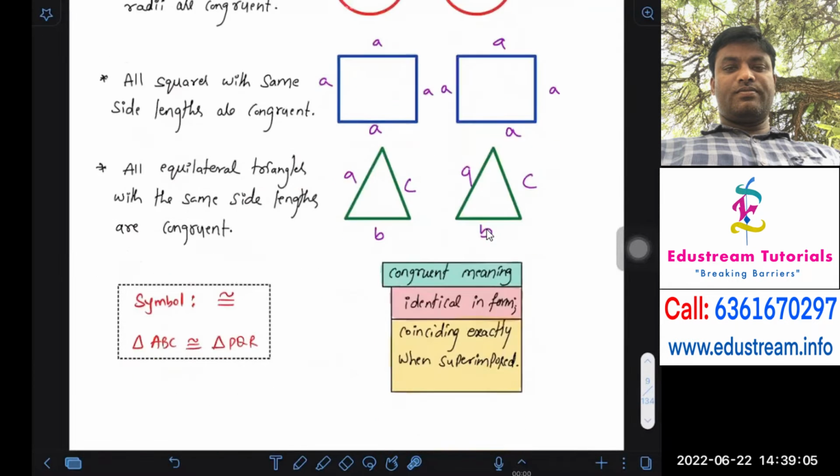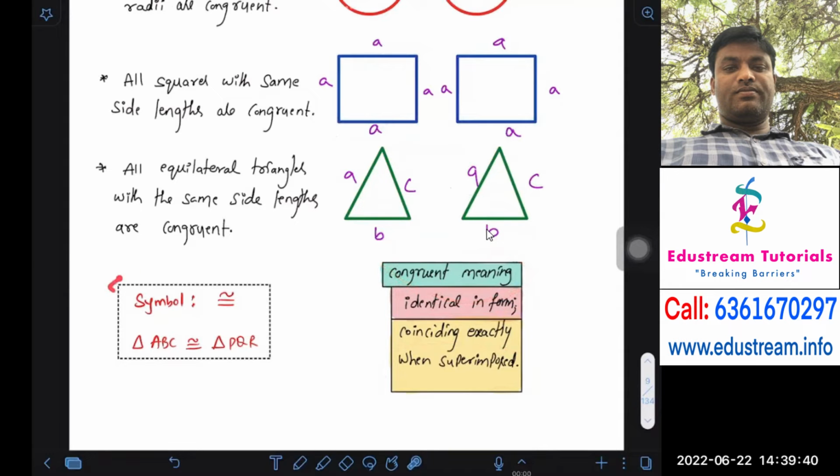Next. Let's finish the meaning here. Let's understand one more time. What's the meaning of congruent? Identical in form. See, these are identical equilateral triangles. It's a square. So like that, if two shapes have identical form, and also if you superimpose them, that means if you bring one figure on top of another figure, it should coincide. Once again, I will show you. Like this, it should coincide. So this is called congruent.